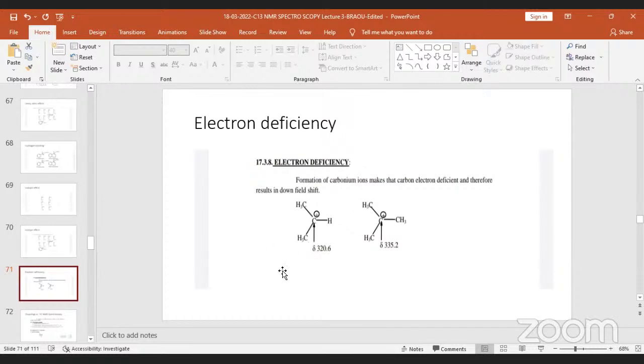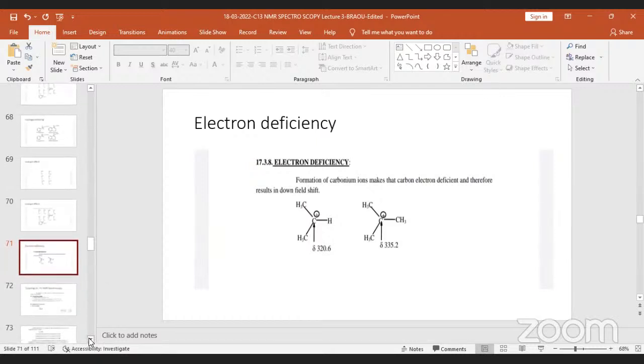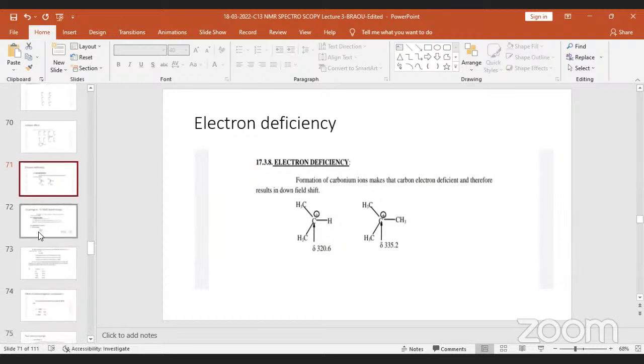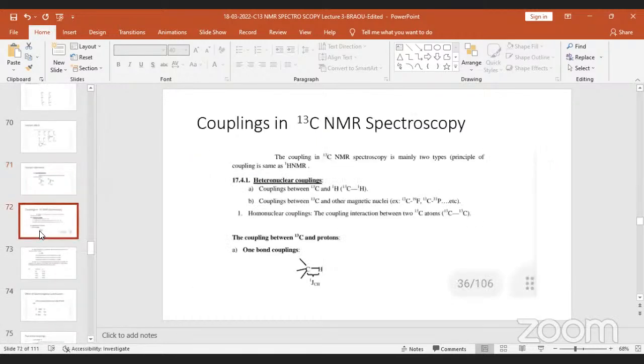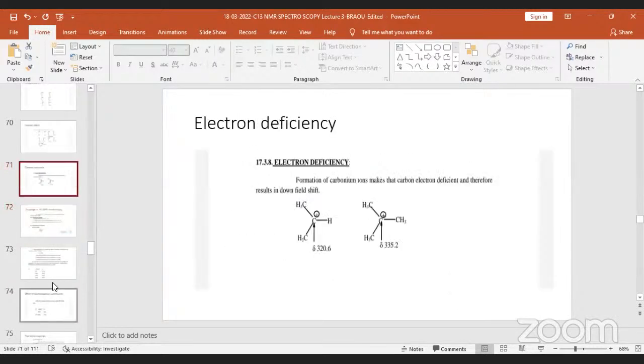So in special cases, I told you, carbon-13 chemical shifts can go beyond 240 up to 350. So in carbonium ions, it will happen. Electron deficiency also influences the chemical shift, and in fact, electron-enriched density, like in carbanions, will also affect the chemical shift. That in the application part we will be discussing with examples. So that's all. These are the factors that affect the chemical shift.